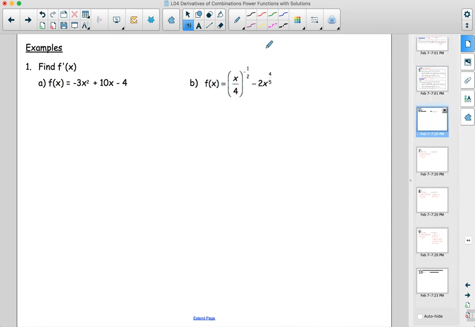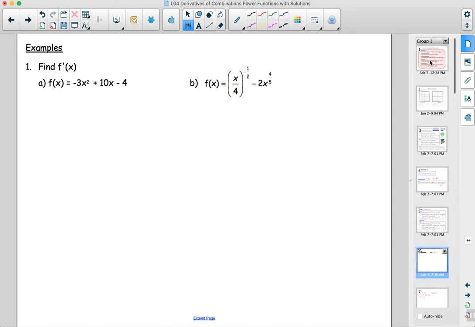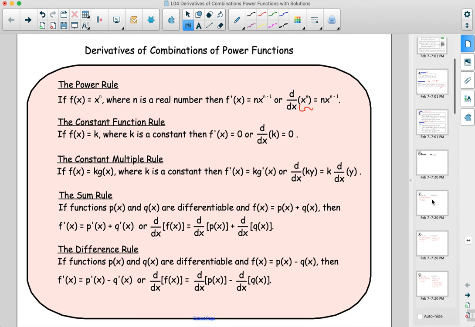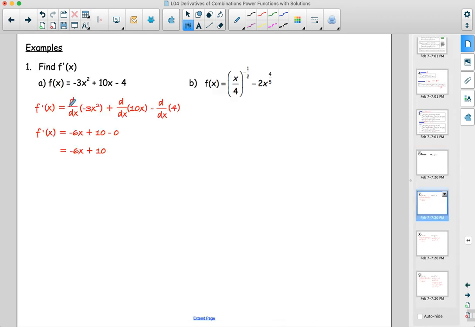So in this particular case now, are these all power functions? Yes, they are. And these are sums and differences of power functions. So I can use these rules here to split them apart. I'm going to walk you through this first one, and I'm going to show you how I would do this. So the properties of derivatives, the sum and difference rule, tell me to take the derivative of the first term plus the derivative of the second term plus the derivative of the last term.